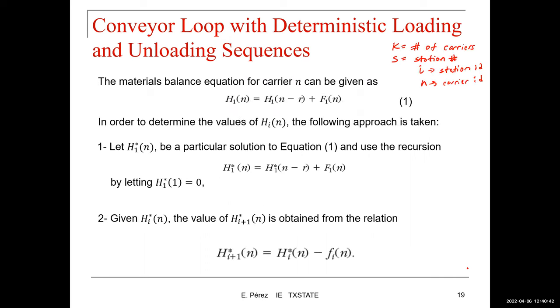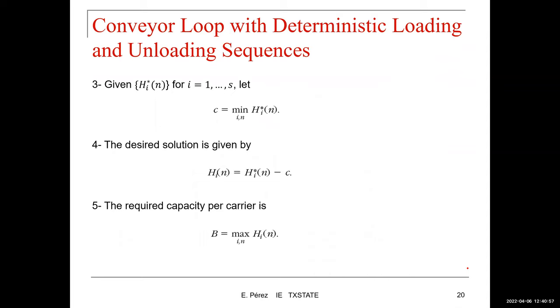And once we get all the values for H star of I plus one, meaning that if we have two stations, we have to compute it for both stations. If we have three stations, we have to compute it for all three stations. We can go to the next step in which we find C, which is the minimum of all the H star values. And then we are going to use that C value to compute the HIN value for all stations. And then the capacity. So the required capacity per carrier is going to be equal to B, equal to max of HI of N.